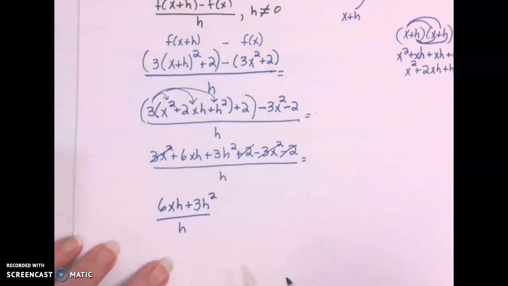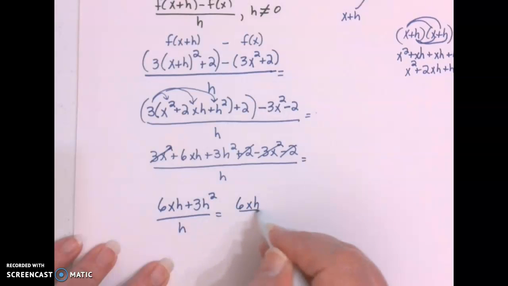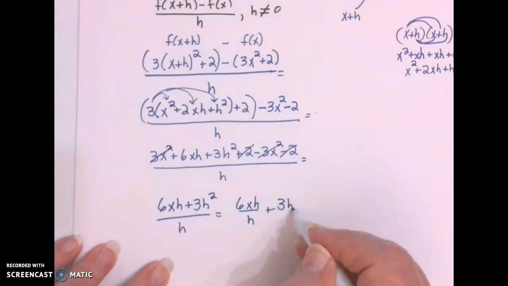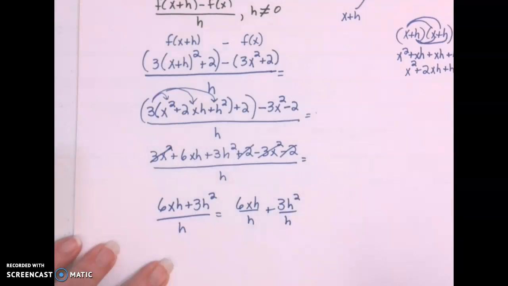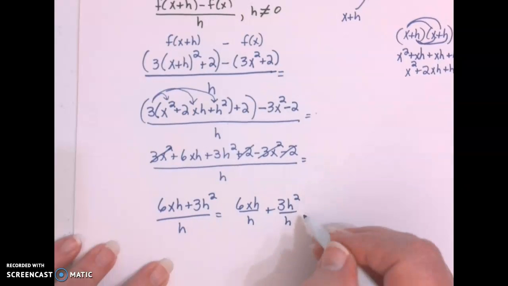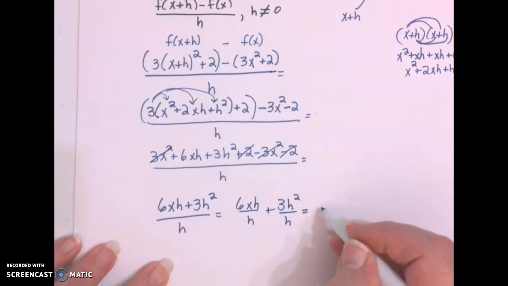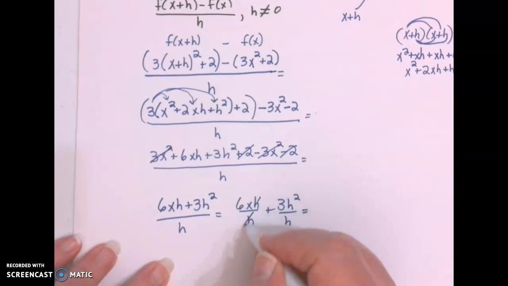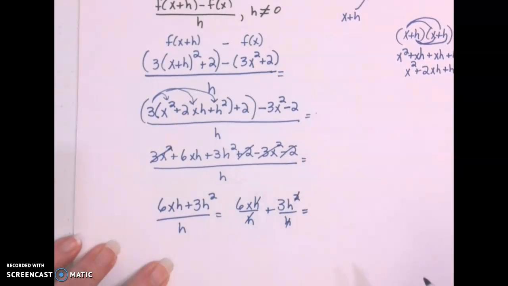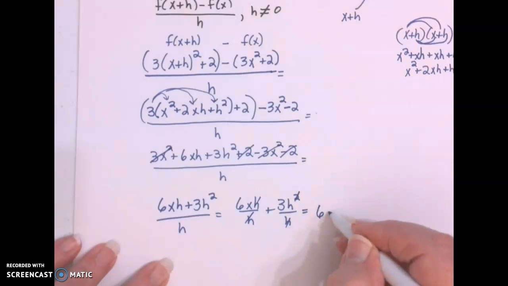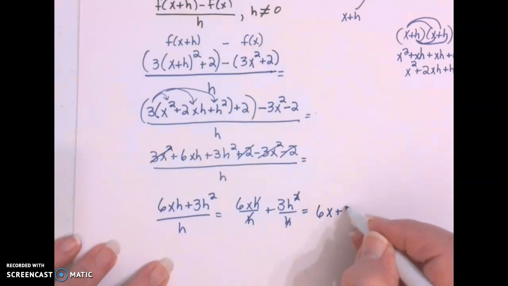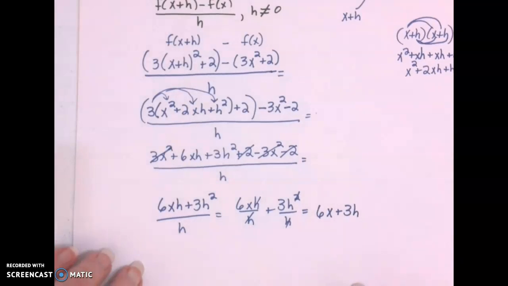And remember that h is a denominator for both of the terms in the numerator. So that means I have 6xh over h plus 3h squared over h. Or you can just divide both terms by that denominator, whichever works best for you. So my final answer will be, since my h's cancel here and one of my h's cancels there, the simplified answer is 6x plus 3h. And that is the difference quotient for the original function f of x equals 3x squared plus 2.